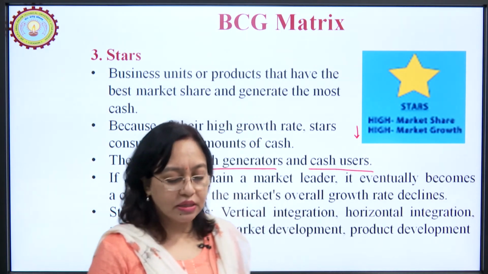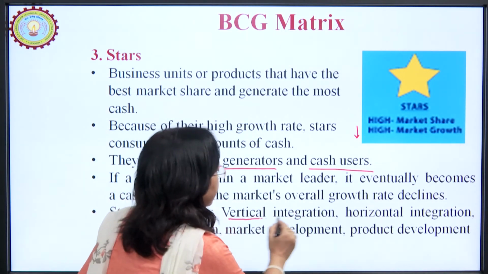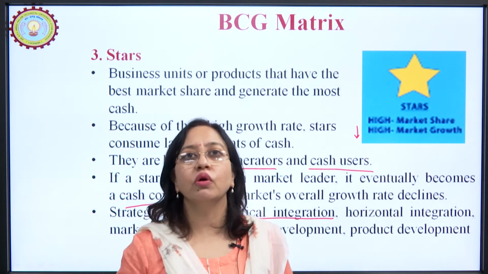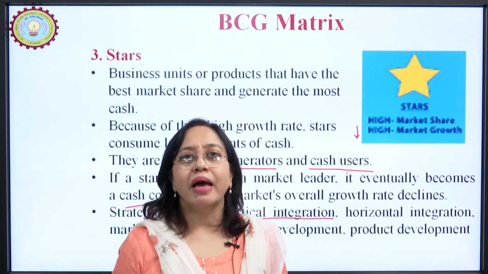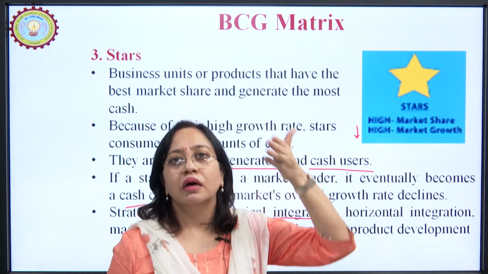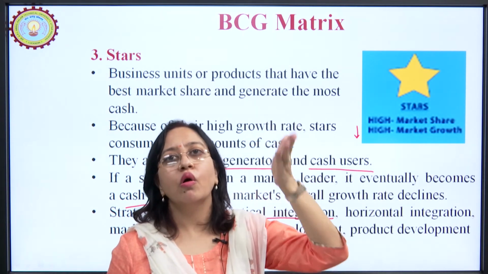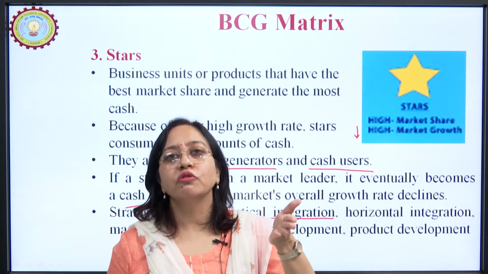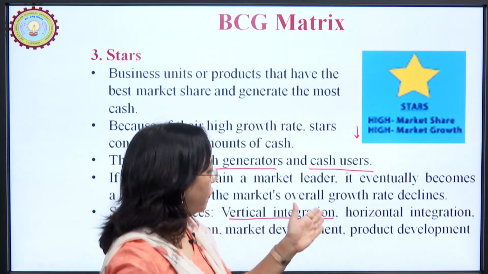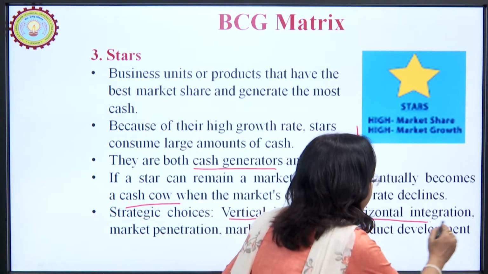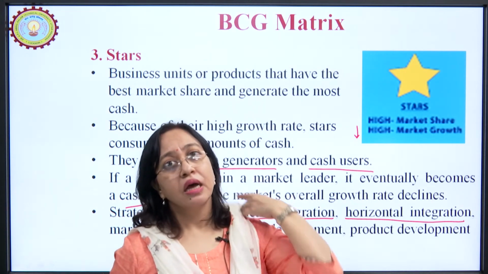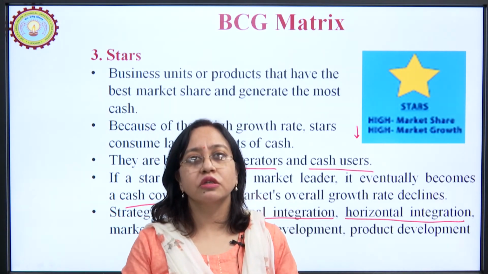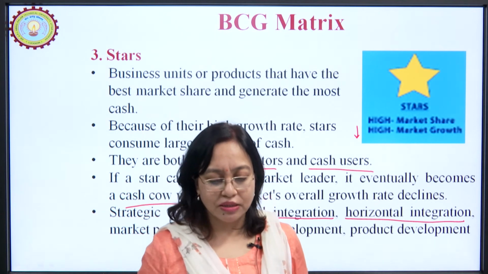The strategic choices available are vertical integration. Vertical integration, in a supply chain, if you are a manufacturer, means either you start producing the raw material also, or you move down to the distribution, to the retailing part of it. Then horizontal integration. Horizontal integration means that you can go for mergers and acquisitions with similar types of businesses.